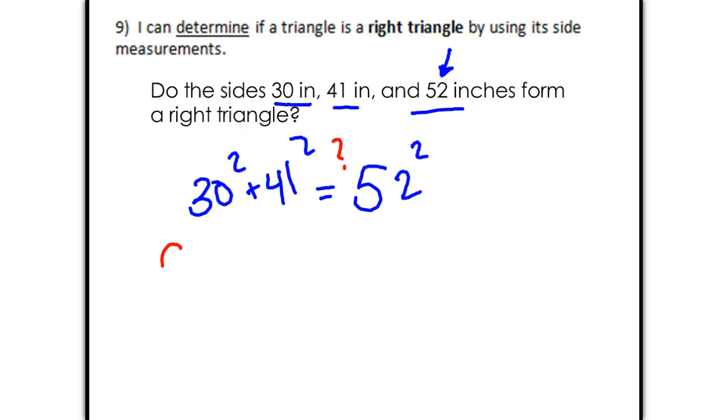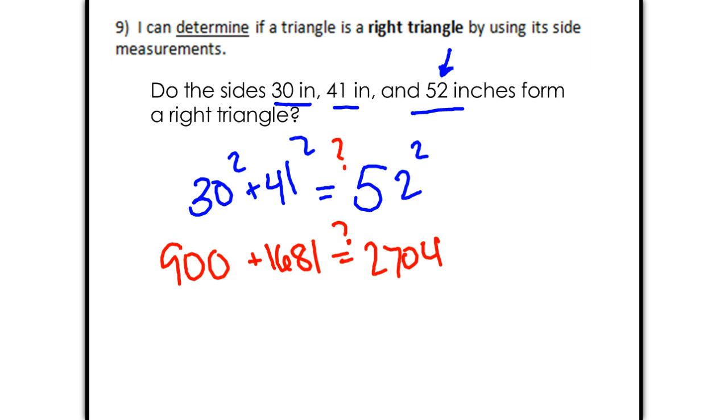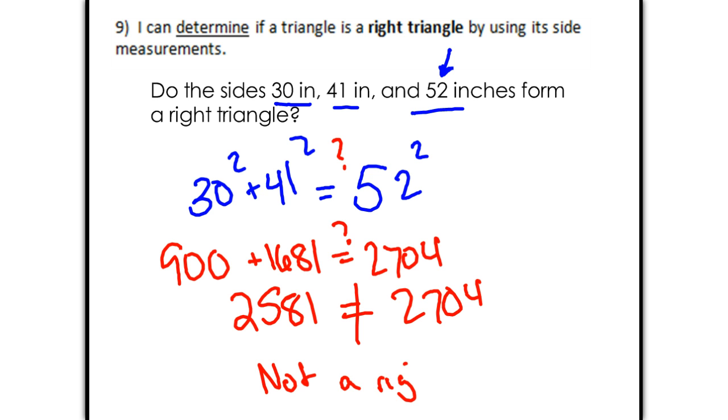30 squared is 900. 41 squared is not one I have memorized. 1681. And 52 squared is 2704. So we want to see if these are equal to each other. When we add 900 and 1681, we get 2581 and 2704. Since these are not equal to each other, this is not a right triangle. If they were equal to each other at the end there, then it would be a right triangle.